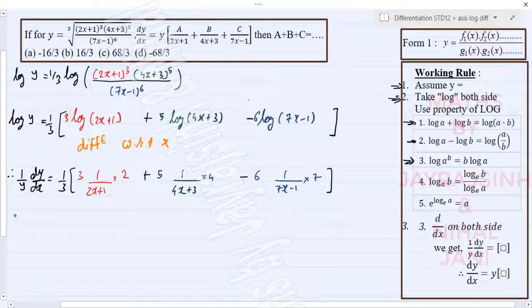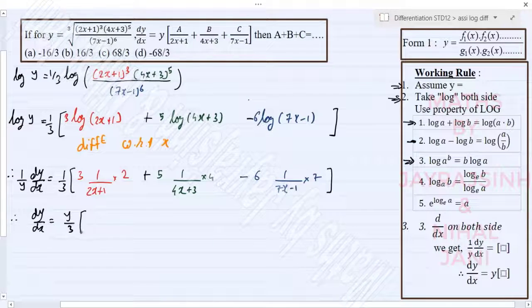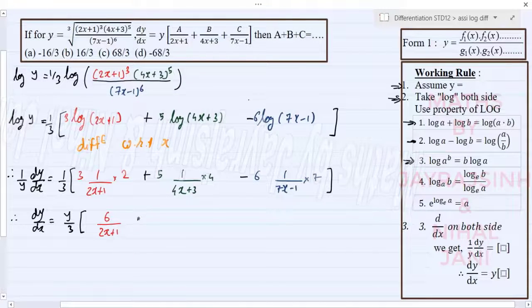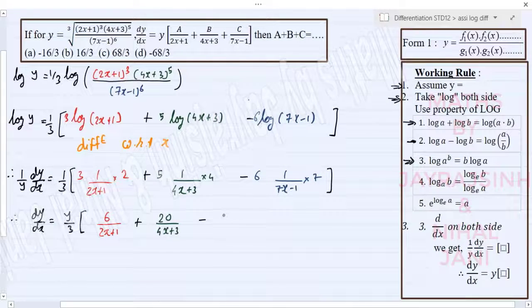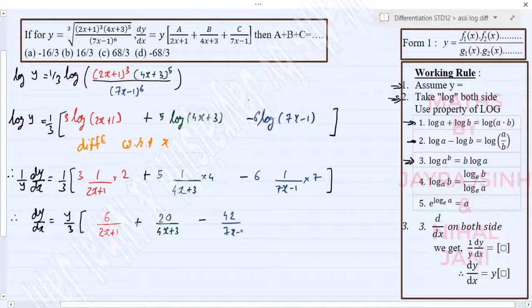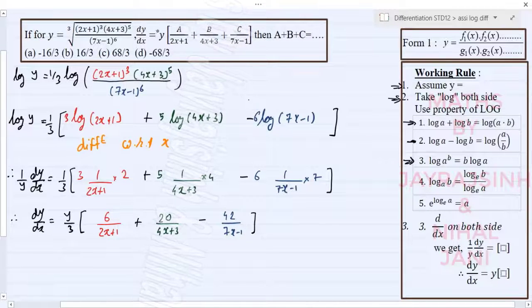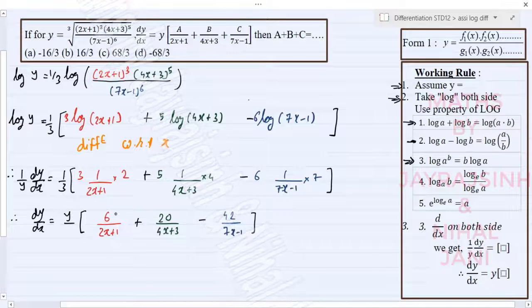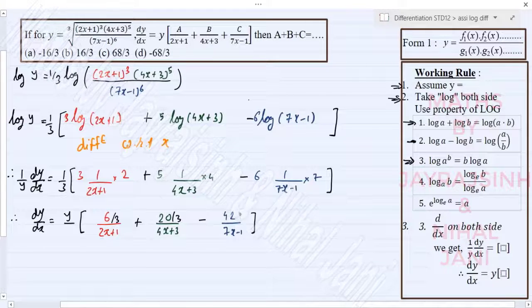So here we can say your dy by dx is simply y by 3 within the bracket 6 upon 2x plus 1 plus 20 upon 4x plus 3 minus 42 upon 7x minus 1. Now, to compare with the right hand side of dy by dx given in the question, we have to multiply this 1 by 3 within the bracket. So this 3 will go with individual multiplication. So here we'll get 6 by 3, 20 by 3 and 42 by 3.